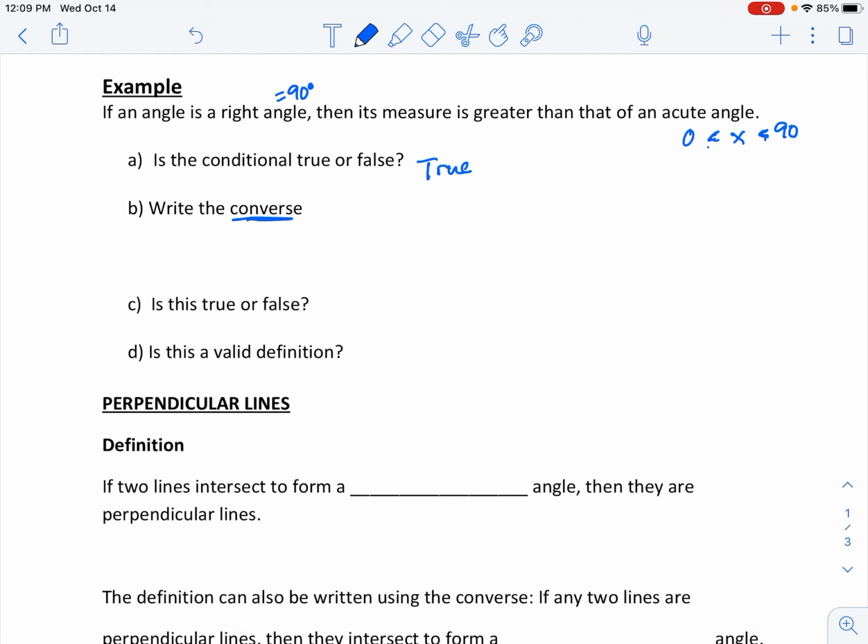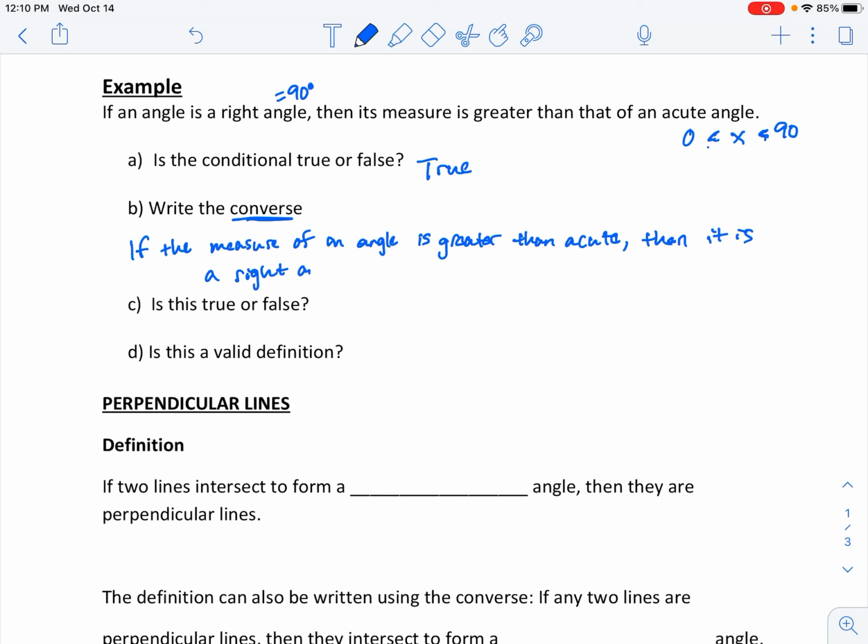The next one says write the converse. Now converse means we're going to switch the hypothesis and conclusion. So instead of saying if it's a right angle, we're going to say if the measure of an angle is greater than acute, then, and now we're ready for the original hypothesis, it is a right angle.